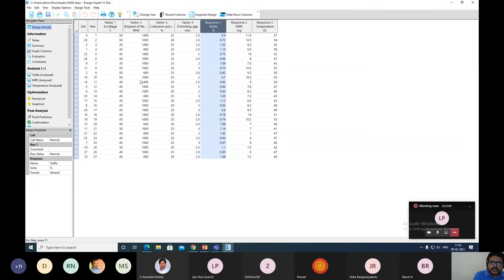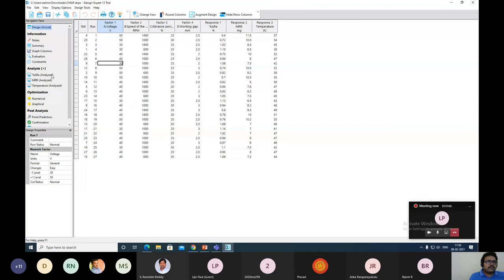After getting the responses from the experiments, you will input them based on the coded and uncoded values. Here I'm directly showing the table. Instead of 50, you will see plus 1, and instead of 30, you will see minus 1. For high, low, and medium levels, you will see coded 0, 1, minus 1, like that. So the three levels are already given as input. After giving the input, I can go for the analysis.